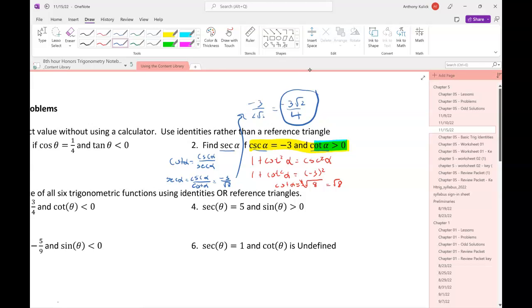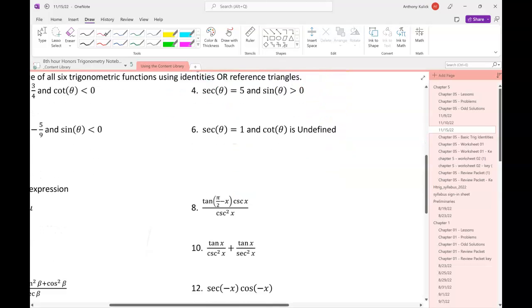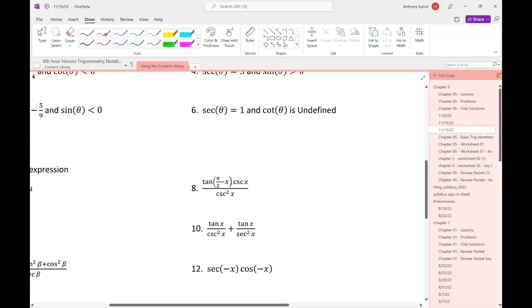Oh, it's not an odd. Silly Mr. Kulik. Allie, are you okay with what I did there? Great. Number 8? Sure. Okay, 10 you meant. Okay, we'll do 10 then.